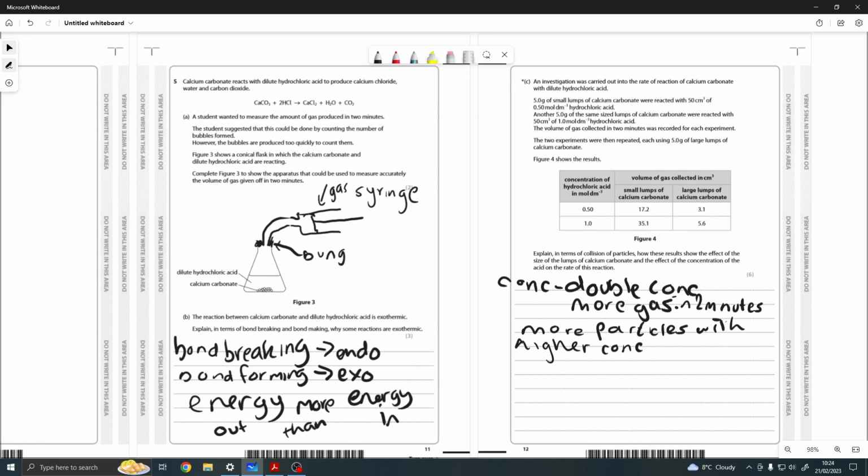Now, if there are more particles, there is a higher frequency of collisions. Because there are more particles, there's a higher frequency of collisions. And if there's a higher frequency of collisions, or more frequent collisions, basically more collisions in 2 minutes, therefore there will be a higher rate of reaction.